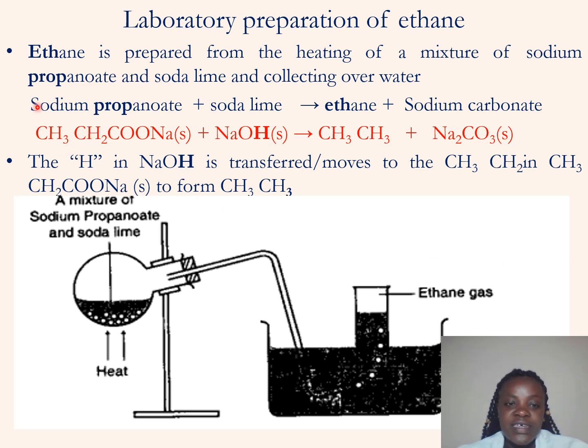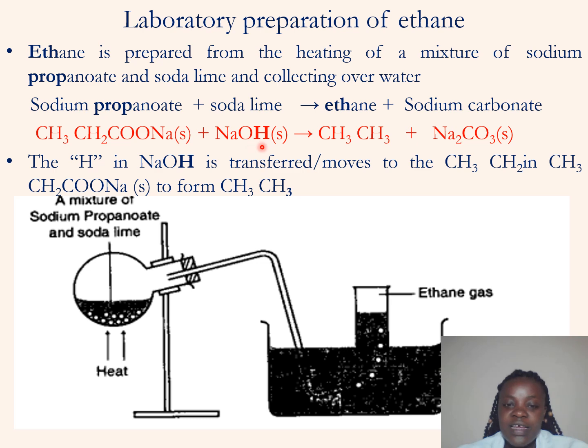So the reaction is here. We have sodium propanoate plus soda lime to give us ethane and sodium carbonate. So CH3CH2COONa, that is sodium propanoate, plus soda lime or sodium hydroxide, to give us ethane and sodium carbonate. So ethane is an alkane with 2 carbon atoms and 6 hydrogen atoms.